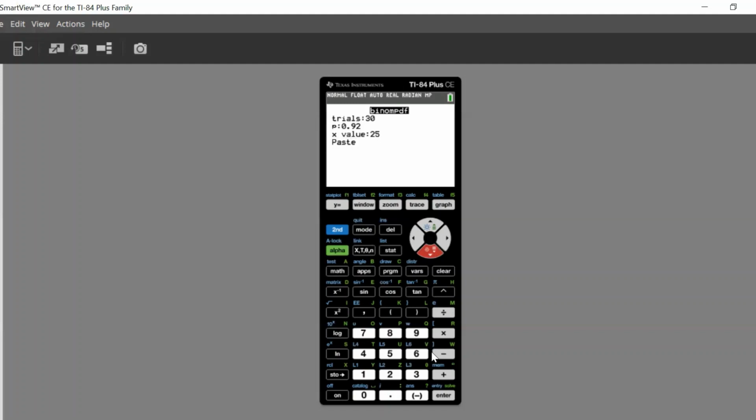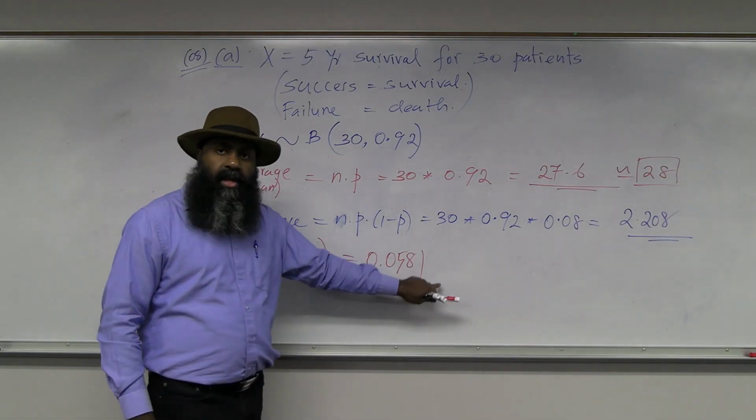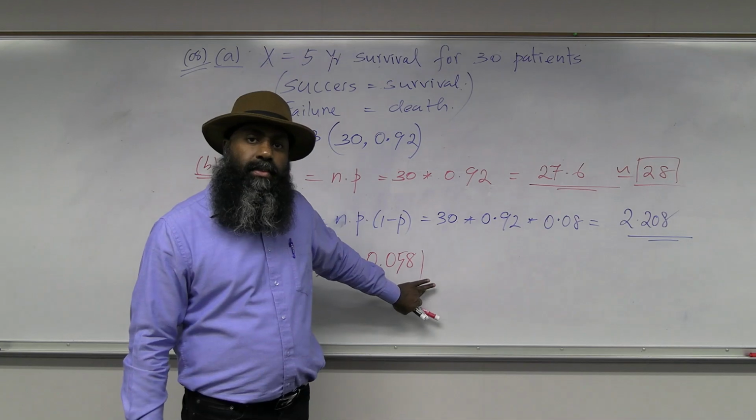30, 0.92, 25. Then you can close parentheses and hit enter, and hit enter again. The required answer is 0.0581. Approximately, it's 0.0581 after the fourth decimal.